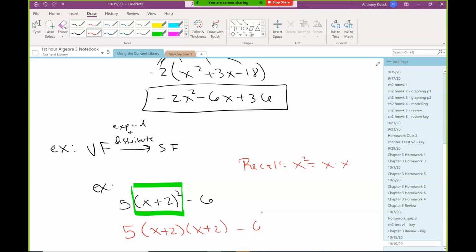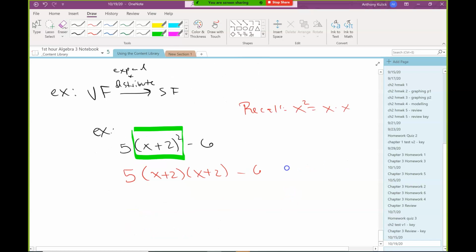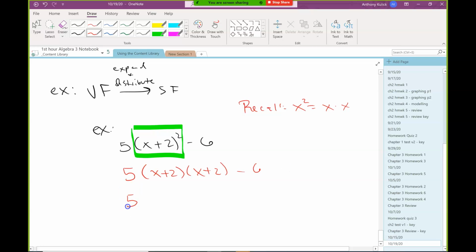So now we can just FOIL, right? You take that first part, and we'll just treat it like one of the previous problems that we did. So x times x is x squared. x times 2 is 2x. 2 times x is 2x. And 2 times 2 is 4. So far, so good?